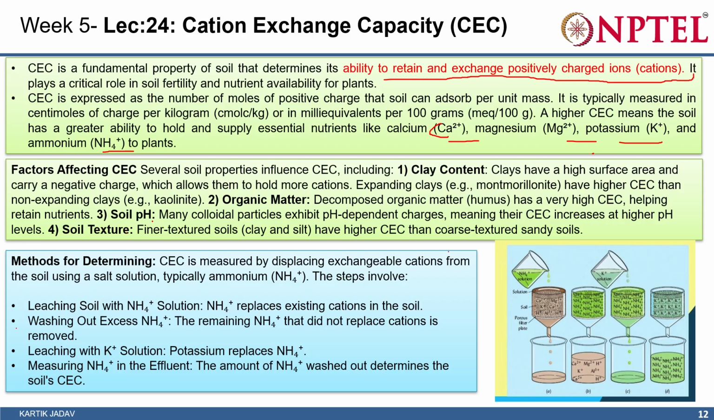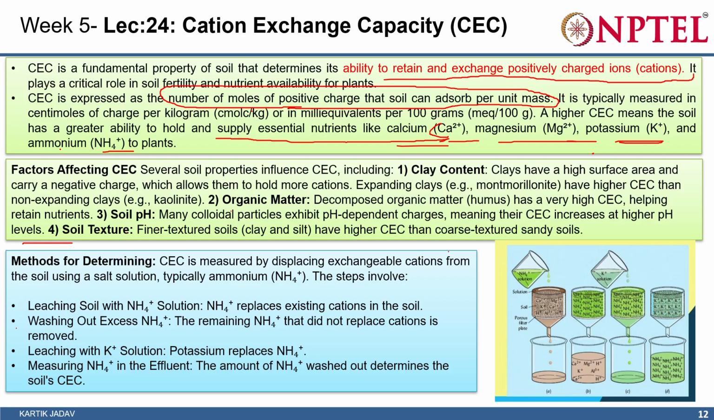And if we talk about the definition of cation exchange capacity, we can define it as the number of moles of positive charge that soil can absorb per unit mass. It is typically measured in centimoles of charge per kilogram of soil or milliequivalent per 100 grams of soil. A higher cation exchange capacity of any soil means the soil has a greater ability to hold and supply essential plant nutrients like calcium, magnesium, potassium, and ammonium.